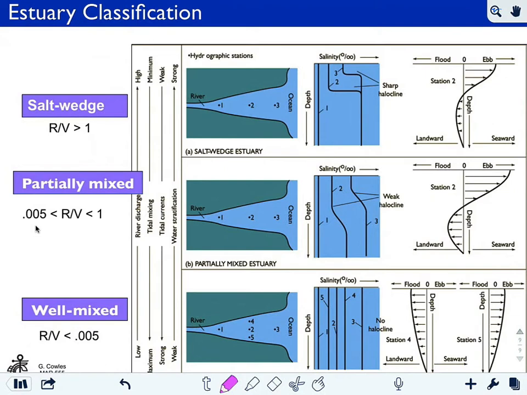First is a salt wedge. A salt wedge estuary has strong river forcing compared to the tidal prism, so R over V is greater than 1. This shows an upper view, a plan view of the estuary. Here's the river, station 1, station 2, and station 3 is closest to the ocean.